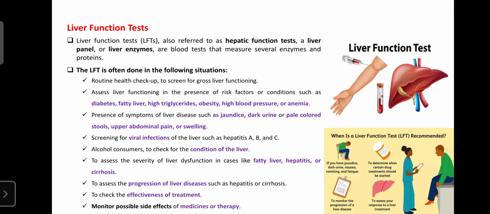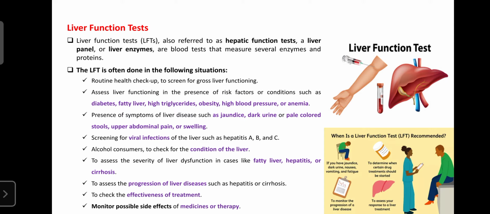Okay, so the liver function test, also known as LFT, is also referred to as the hepatic function test, liver panel test or liver enzyme test. It is a blood test that measures several enzymes and proteins in the blood that are mainly synthesized by the liver. Due to liver malfunction, these enzyme or protein levels are elevated or decreased. So these are the following reasons why the doctor may prefer the liver function test.